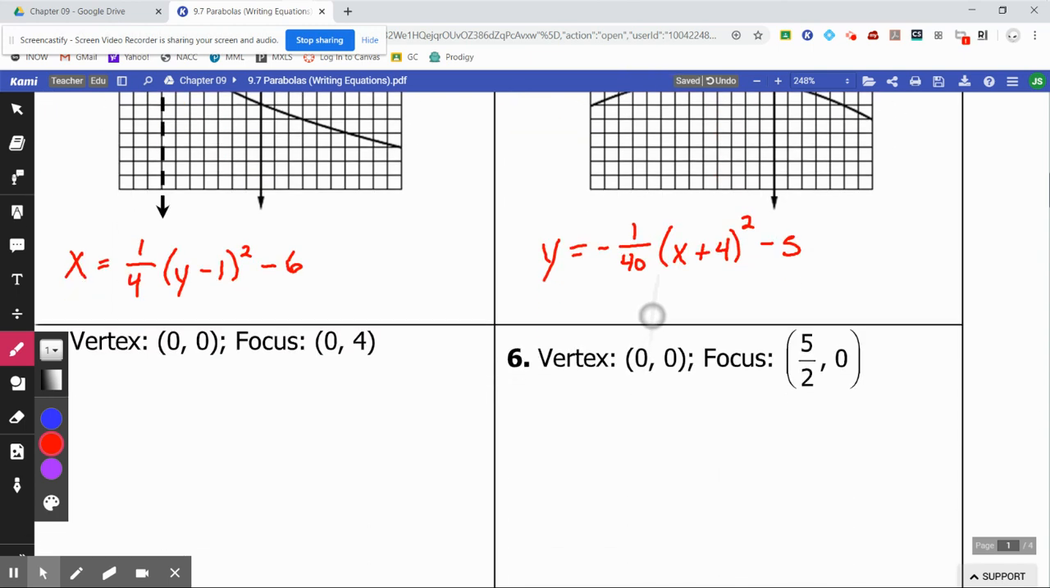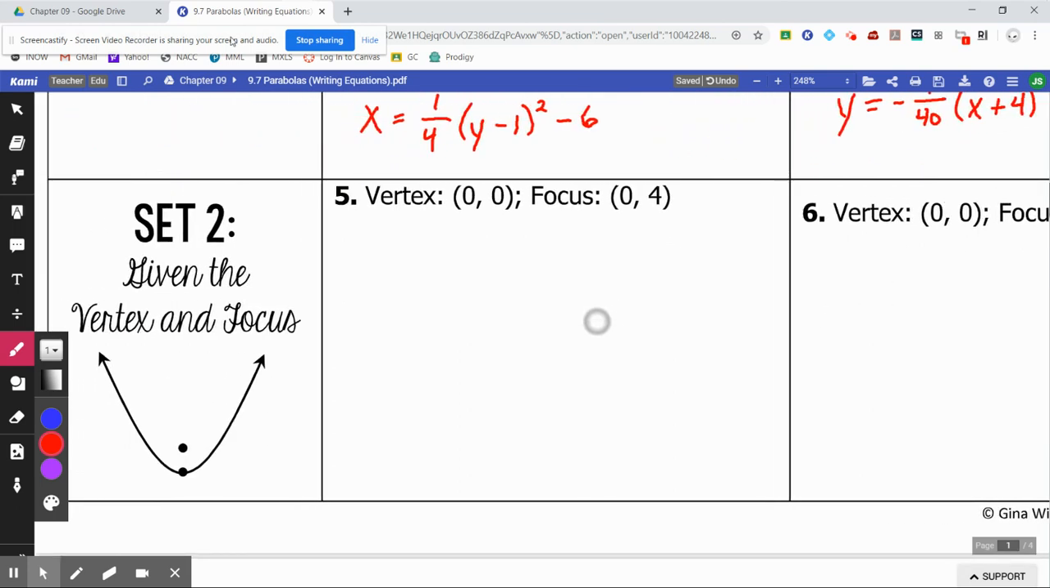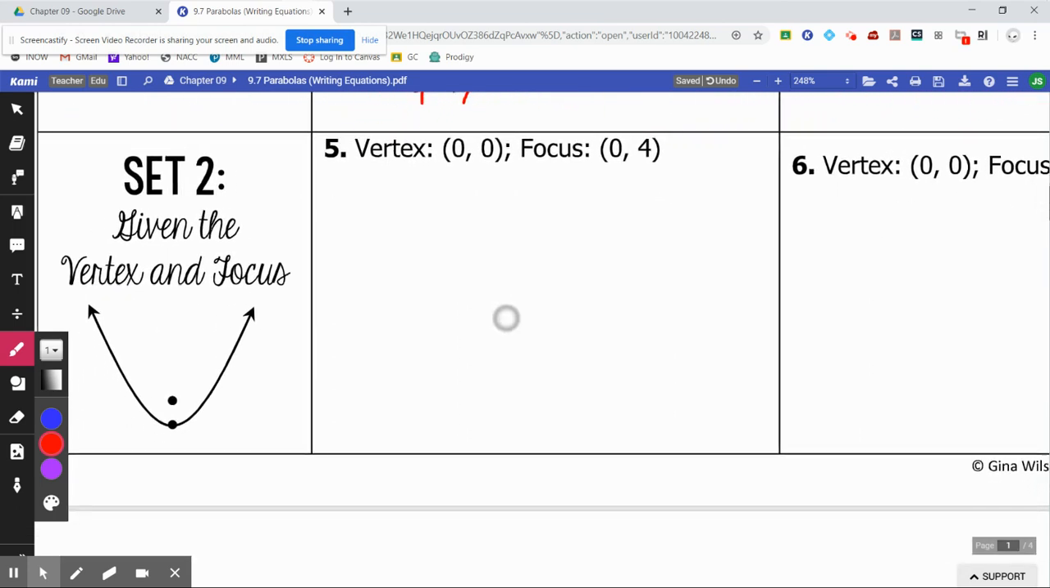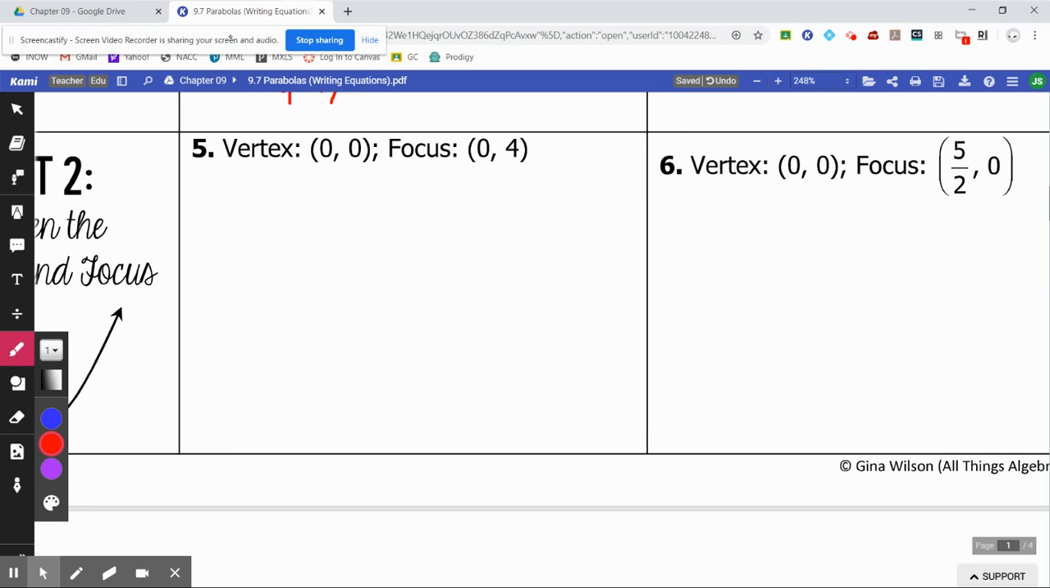There's your parabola. Number 5, what if we're given a vertex and a focus? Reminder that the p-value is the distance from the vertex to the focus. So here it's very easy to identify that my p-value will be 4. If the vertex is 0, 0, and the focus is at 0, 4.